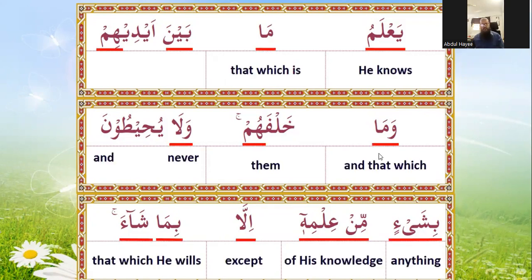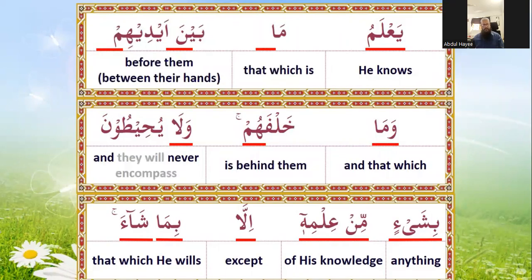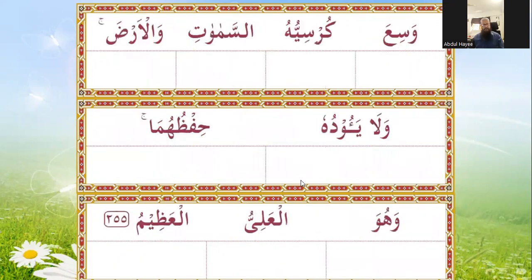Let's see how much we knew in this part. Almost all except this yuhituna, which is a new word. Alhamdulillah, we knew more than 50% of the complete Ayatul Kursi, the ayat of Surah Al-Baqarah. Let's see, the meaning of yuhituna is they will encompass. That was the new word. Let's have the last part of Ayatul Kursi. Bismillahirrahmanirrahim. Wasi'a kursiyyuhu as-samawati wal ard wala ya'uduhu hifzuhuma wa huwa al-aliyyul azim.